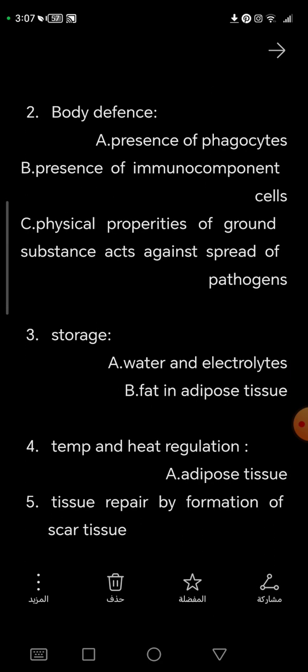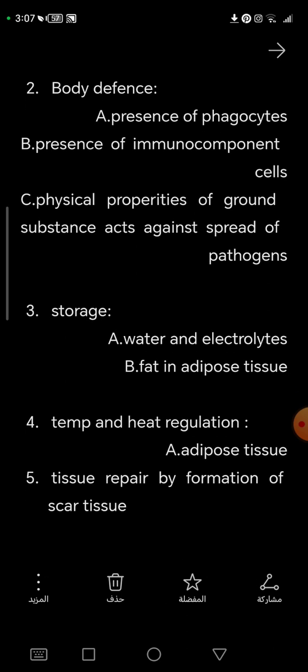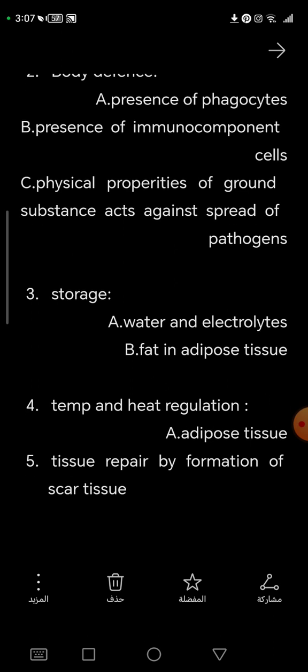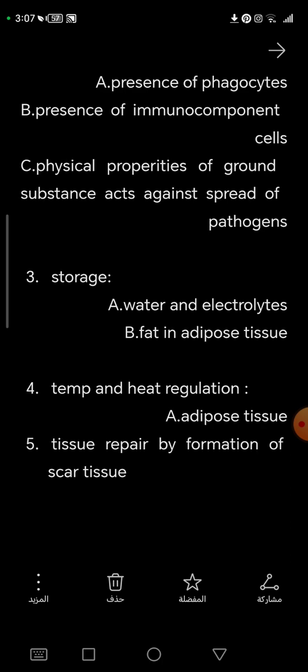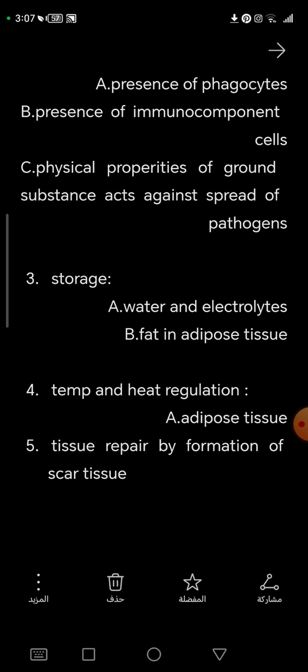Number three, we have storage. Connective tissue stores water and electrolytes, such as NaCl, sodium chloride, okay? B, fat and adipose tissue. So fat is stored in adipose tissue. For example, the main place of fat storage is our liver, okay? If we stain a liver section or a liver slide by osmium stain, we will see a lot of adipocytes, okay?